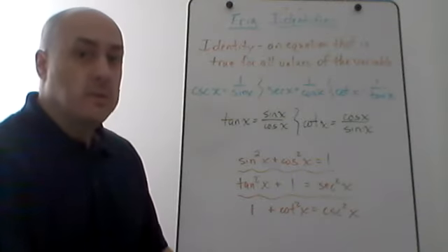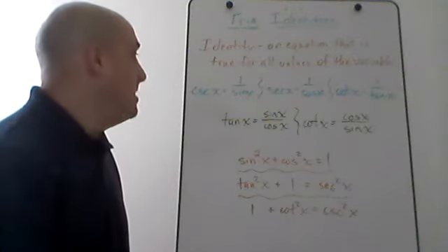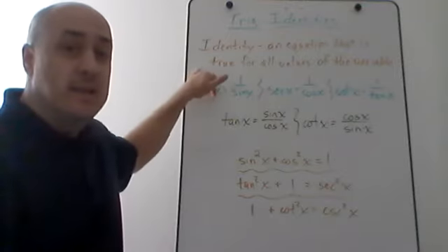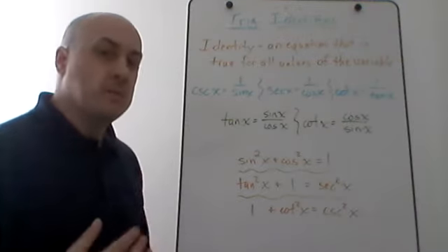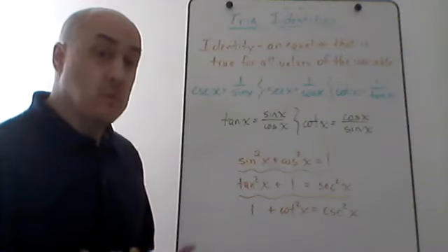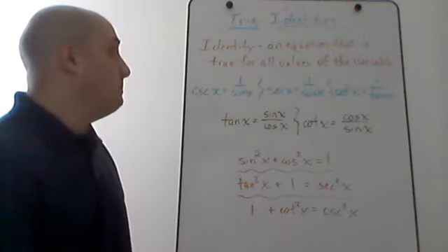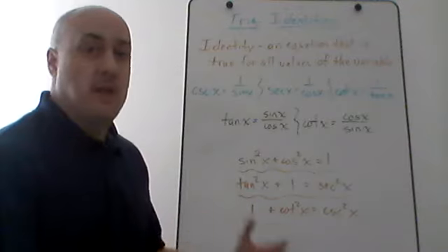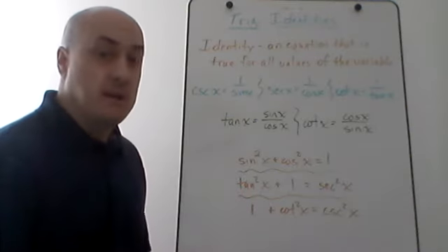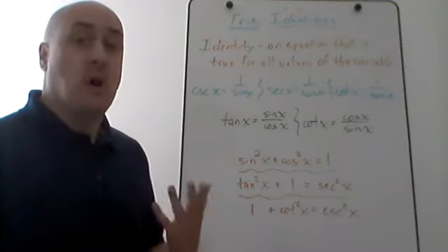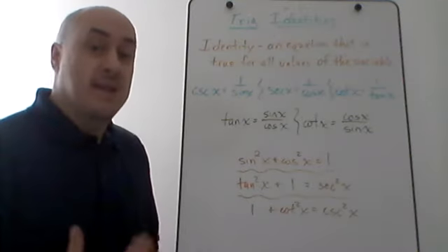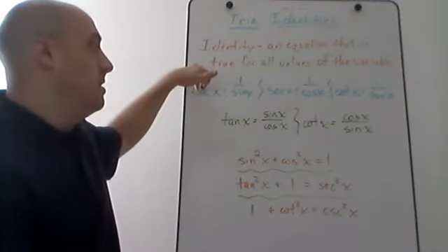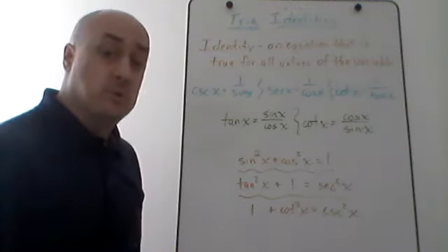Alright, in this video we're going to be talking about some trigonometric identities. So first off, what an identity is. An identity is an equation that's true for all values of the variable, or variables if there's more than one. So no matter what number you plug in for x or y or t or whatever the variable is, the two sides of the equation are always going to be equal to each other. They're identical to each other. That's why we call it an identity. An identity is an equation that's just always true no matter what.